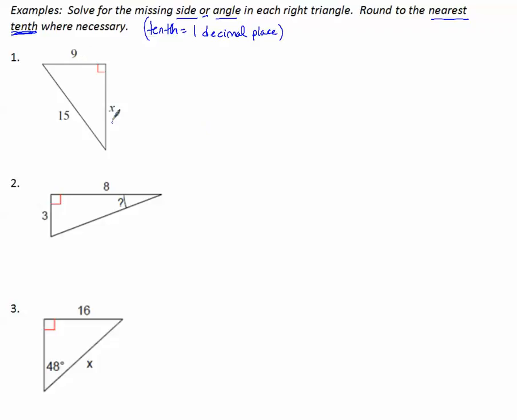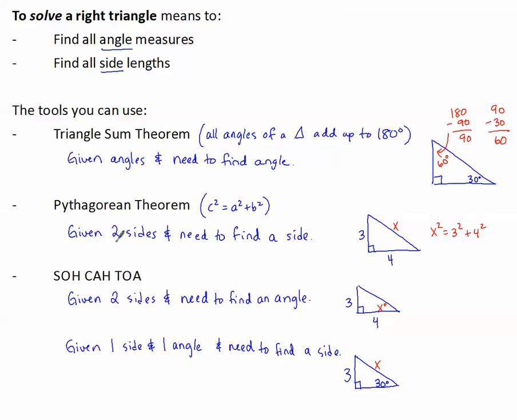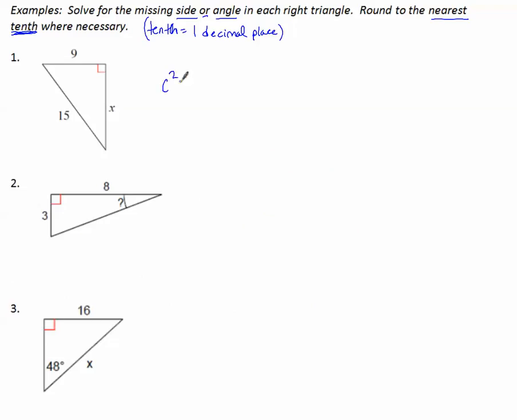So what are we given here? We're given two sides and we're looking for a side. Can you think about which skill that requires? Given two sides and need to find a side. If it's all about the sides, it's Pythagorean theorem. So for this one, we're using c squared equals a squared plus b squared.